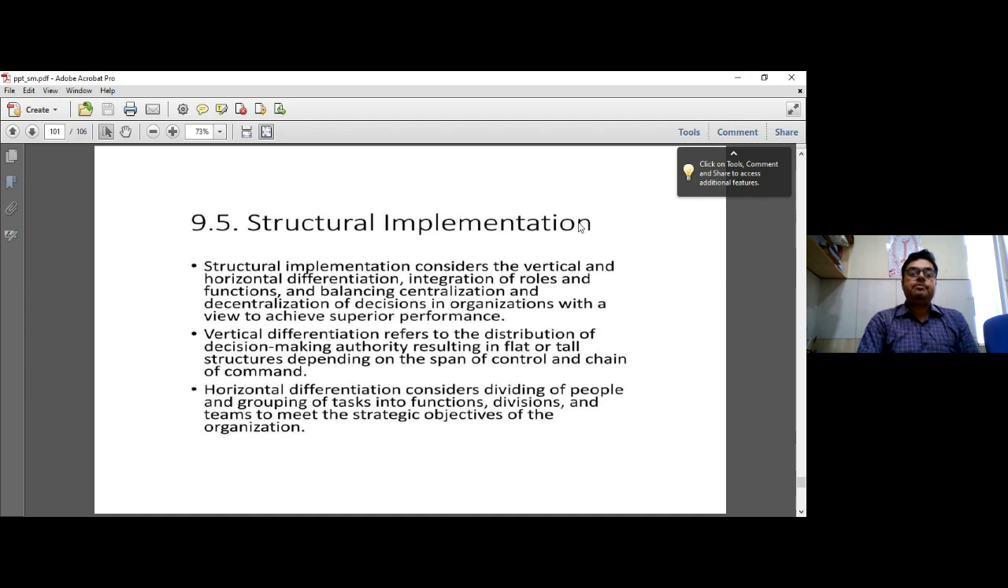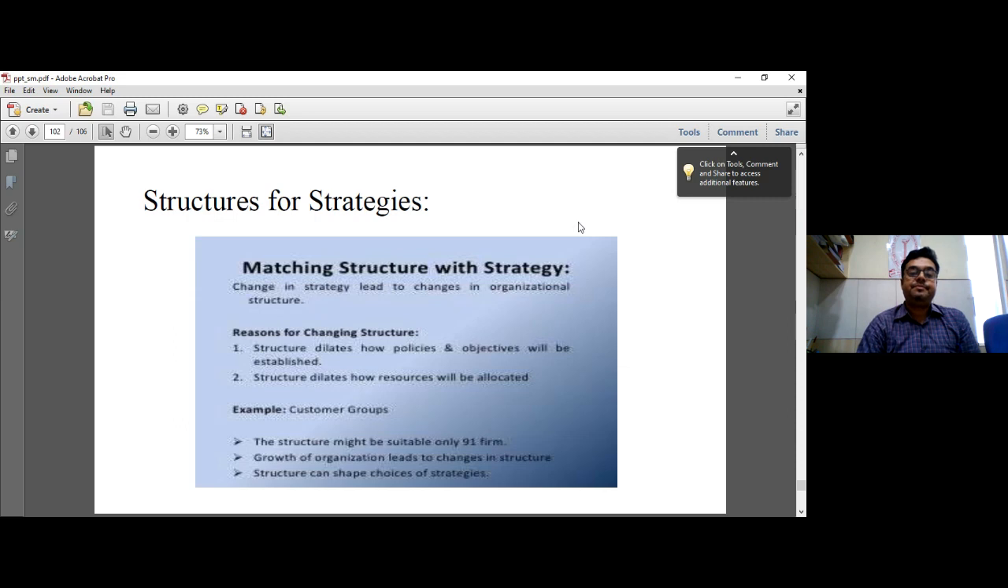Structural implementation, vertical differentiation, horizontal differentiation. What are the ways in which structure and strategy can be matched? Reasons for changing structure.